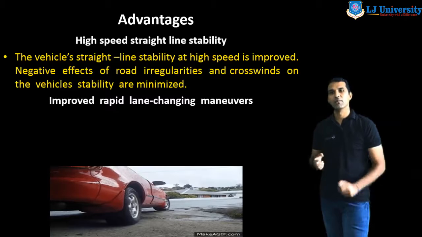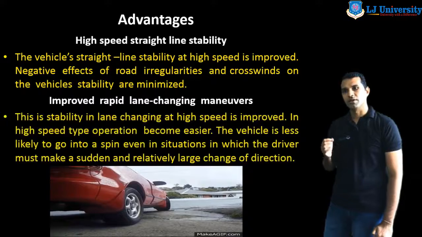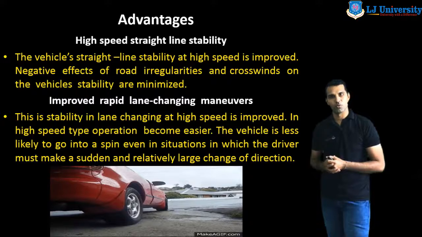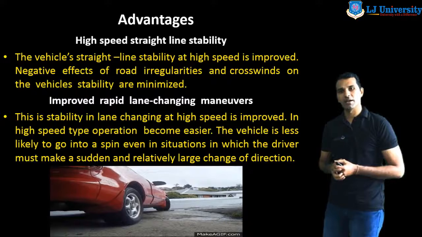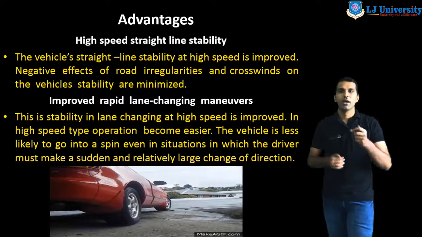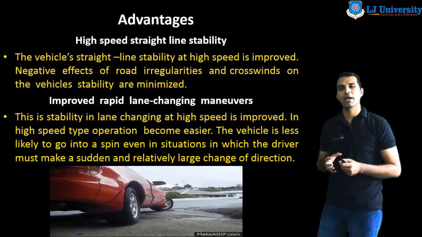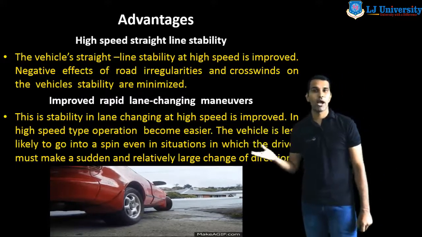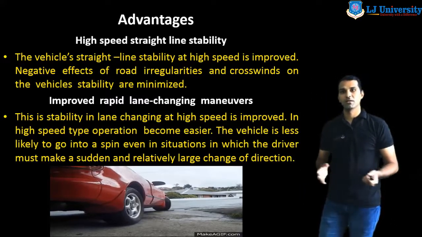Then the next one is improved rapid lane changing. That means stability during lane changing at high speed is improved. High speed type operation becomes easier. The vehicle is less likely to go into a spin even in a situation in which the driver must make a sudden and relatively large change of direction. So it provides more stability when the driver changes lanes rapidly.